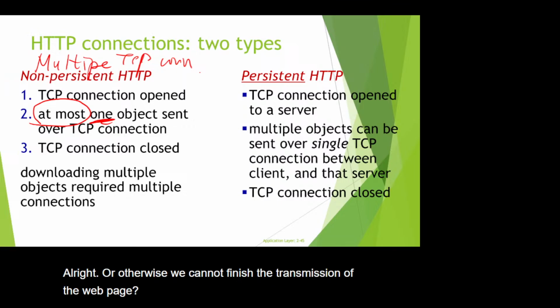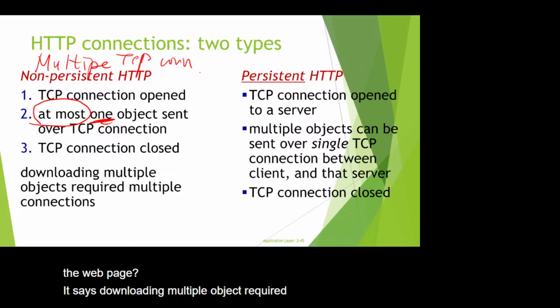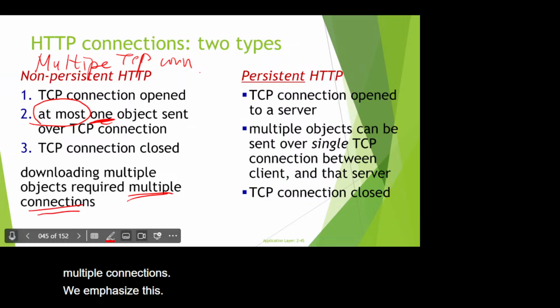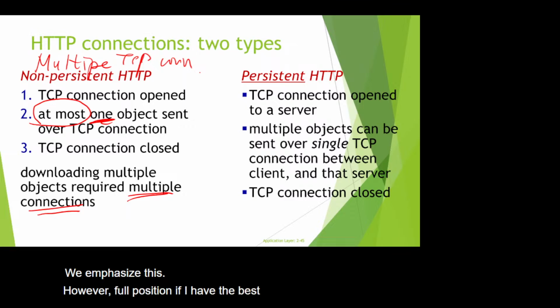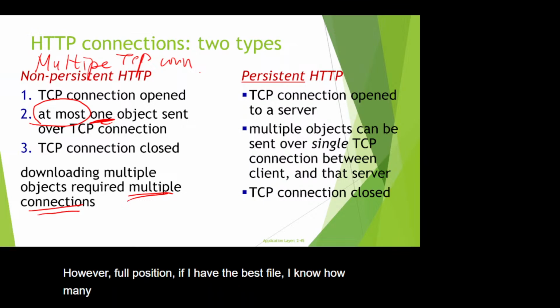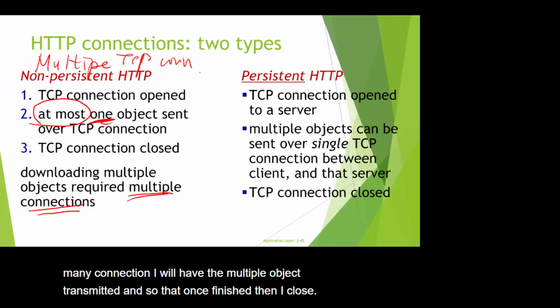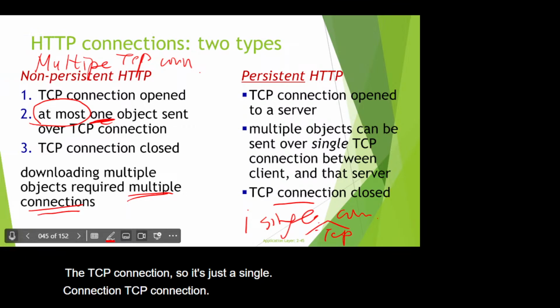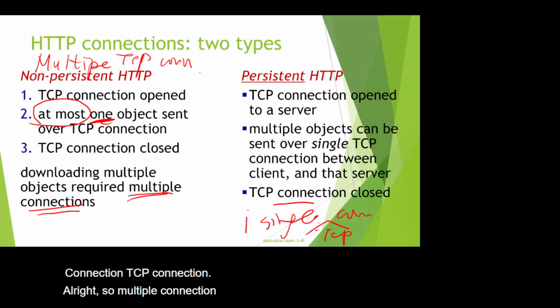It says downloading multiple objects requires multiple connections. We emphasize this. However, for persistent, if I have the base file, I know how many objects I will transmit, and once finished, I close the TCP connection. So it's just a single TCP connection. Multiple connections and single connection.